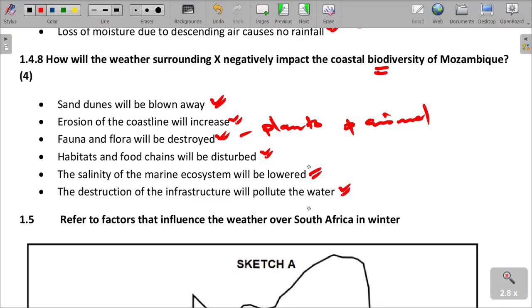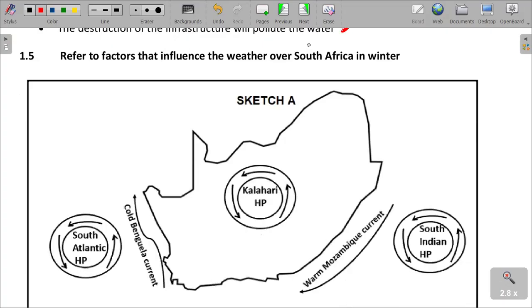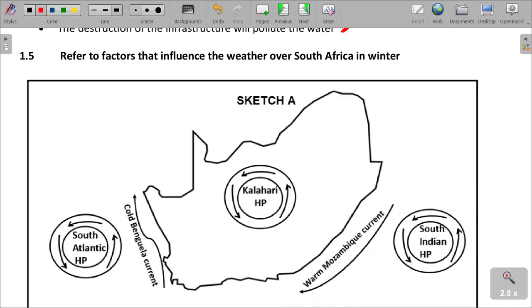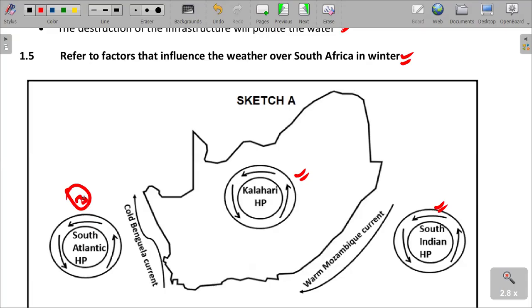So now these are the weather conditions that would also result there. And then refer to the factors that influence the weather over South Africa in winter. So we are saying these are the weather factors that can affect South African weather in winter. We have got the Kalahari high pressure, the anticyclonic Indian, and also thirdly, we have got the South Atlantic high pressure cell. So we are saying these are factors that affect the South African weather in winter.